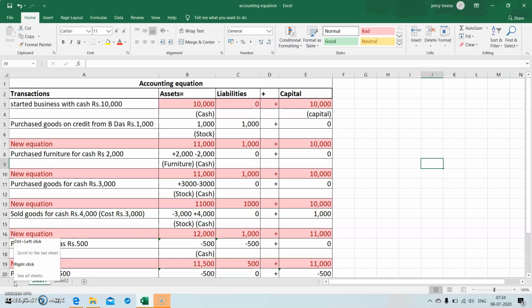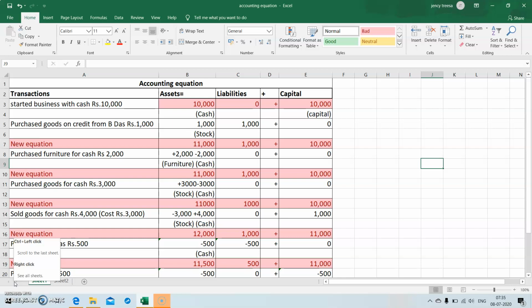We have seen the duality principle, which states that after every transaction the debit should be equal to credit. We don't yet know what debit and credit are, but let us see how these transactions will affect the accounting equation. Assets is equal to liabilities plus capital.